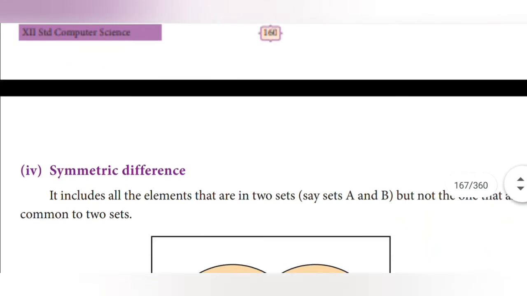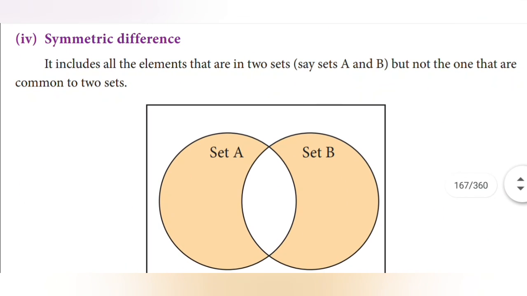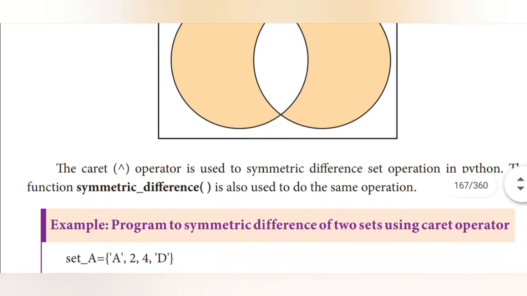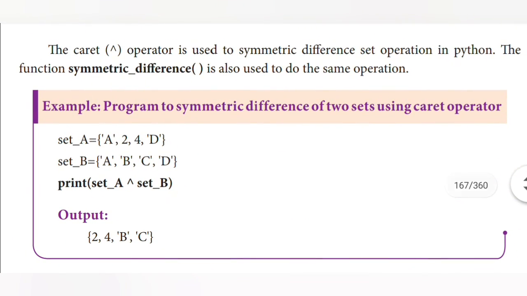Now we see about the symmetric difference. It includes all the elements that are in the two sets but not the ones that are common to both sets. So the symmetric difference includes all the elements without the common elements of set A and set B. The symbol used for symmetric difference is the caret symbol, that is the cap symbol, and we can also use the function symmetric_difference.